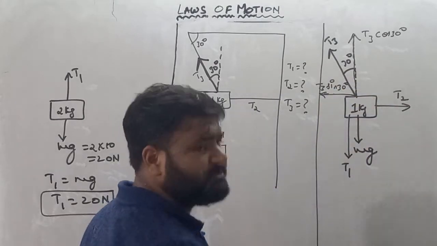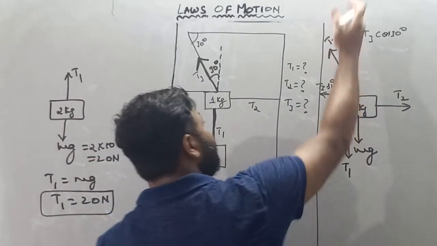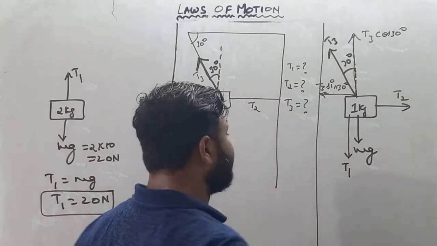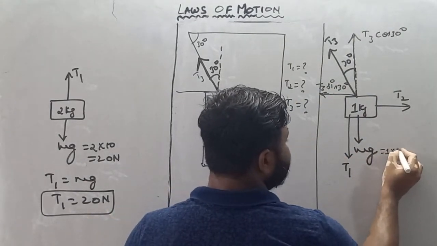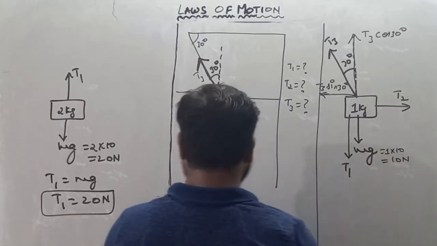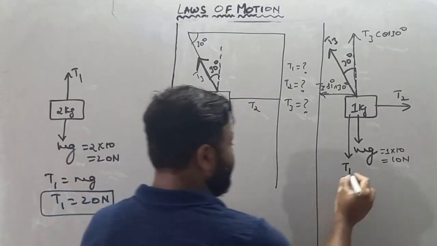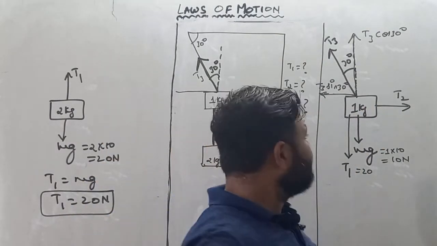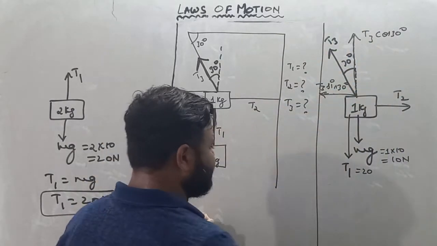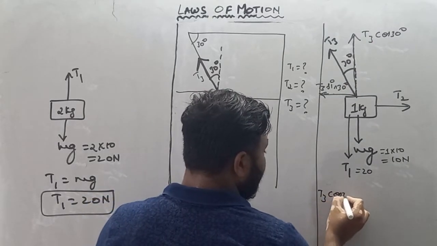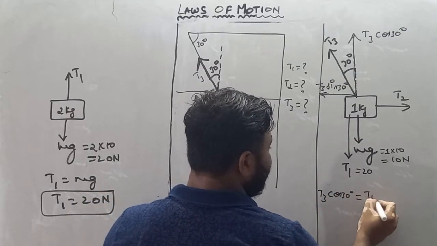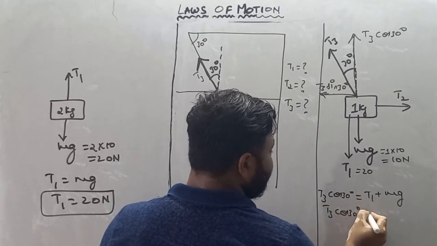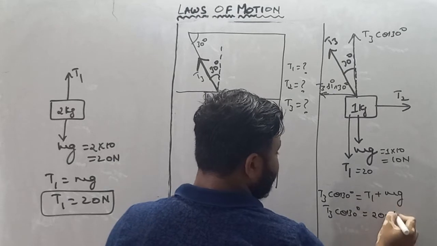Now we know that opposite forces must be equal to each other. So in the upward direction it is T3 cos 30, and in the downward direction there are two forces. One is mg, which is 1 into 10, so it is 10 Newton, and T1, the value of T1 is 20. We have to equalize the forces as the system is in equilibrium. So upward force T3 cos 30 is equal to T1 plus mg. So T3 cos 30 is equal to 20 plus 10.